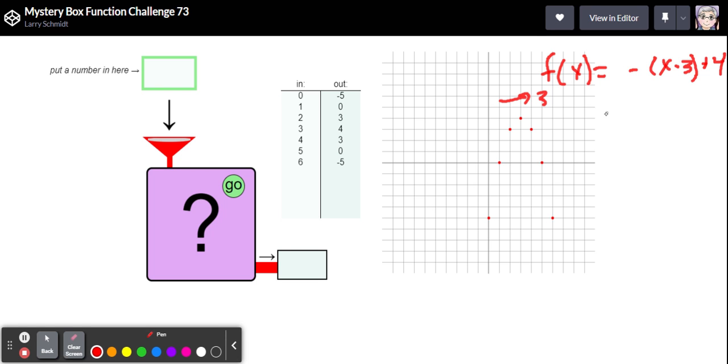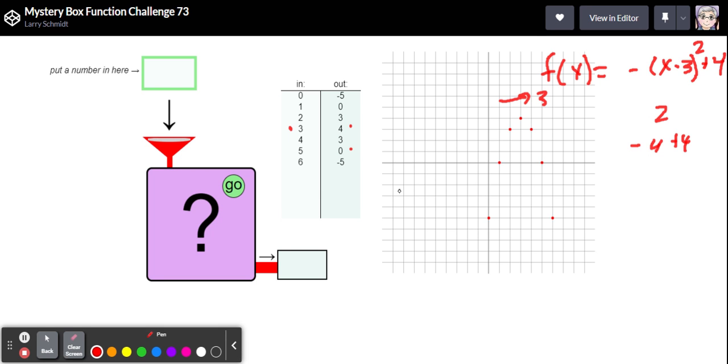Let's plug in a couple of points. So if we put in a 3 here, I always like to do that one because that makes this 0. 3 minus 3 is 0. So 3 should give us 4. And that's what we get, and that's our vertex. Okay, so that looks good. Let's try a 5. So 5 minus 3, oh, whoops, this is squared. 5 minus 3 is 2. 2 squared is 4. And a -4 plus 4, yeah, that does give us 0.